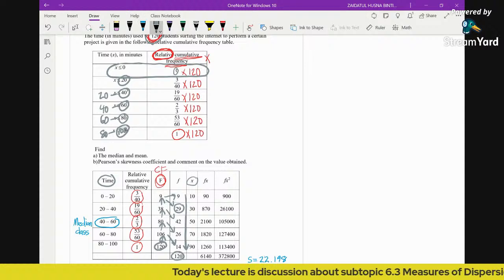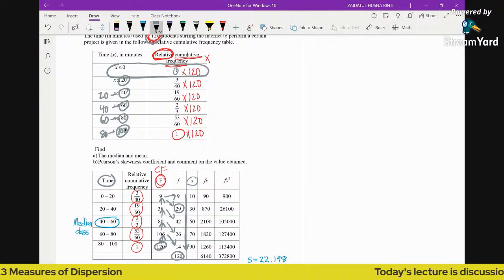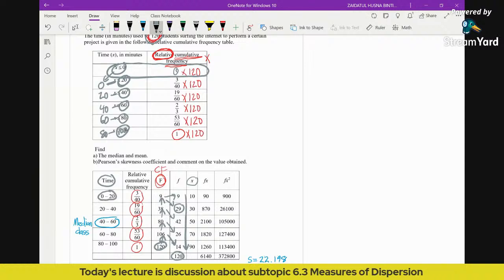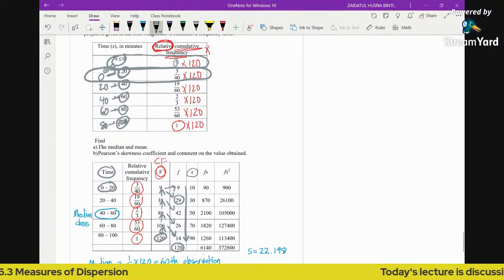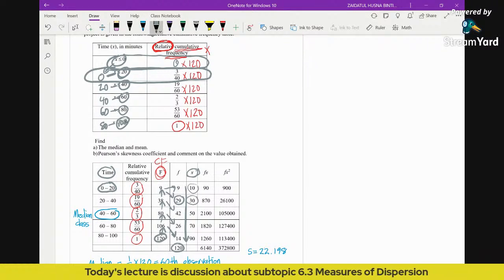For the first class here, I remove it because the cumulative frequency is 0, so that means the data no longer exists. So we just exclude the first class and continue with this. We just copy down, so we begin with 0 until 20. We just begin with this class. And then to obtain the x, it is just the midpoint. So 0 plus 20 divided by 2 is 10, 20 plus 40 divided by 2 is 30, 40 plus 60 divided by 2 is 50, and so on and so forth.